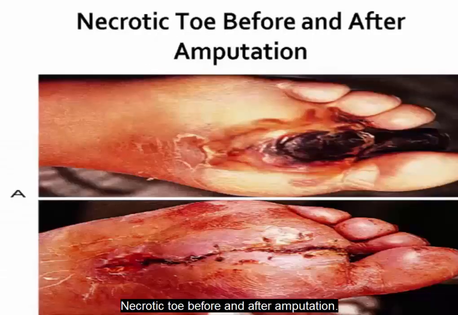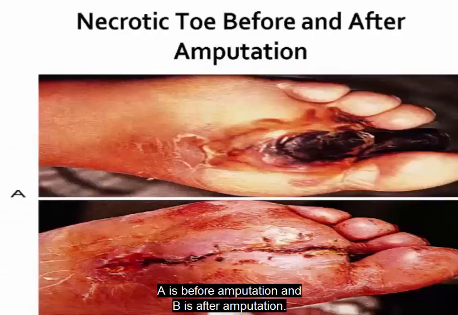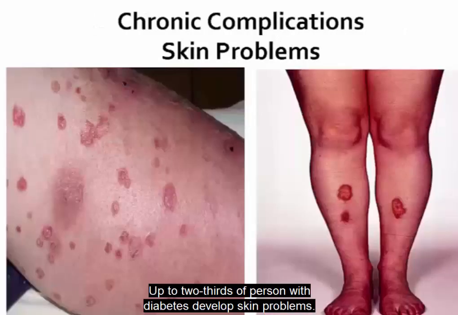Necrotic toe before and after amputation. A is before amputation and B is after amputation. Up to two-thirds of persons with diabetes develop skin problems.